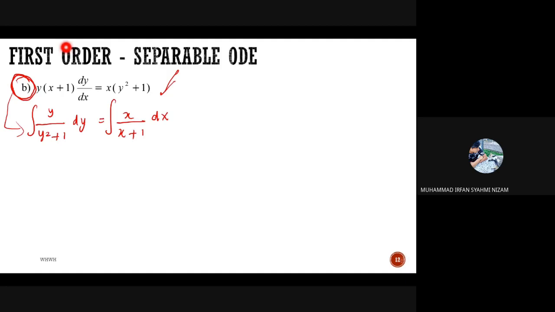Okay, so in this ODE, let u equals to what? Let u equals to y square plus 1, right? Yes, so you get du is equals to 2y dy. So from here, this part has no problem, isn't it?